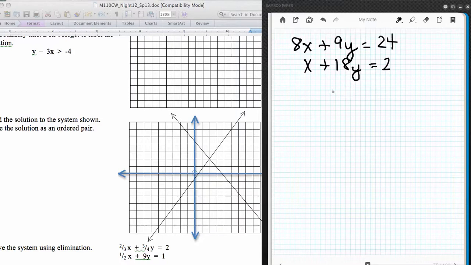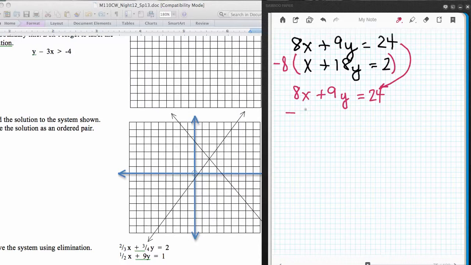All right, so if this were the case and I said, oh, you know what, I think I want to clear the x's this time instead of the y's. Well, we can certainly do that, and we're going to multiply this equation by a -8 in order to clear those. And so that's going to give us an 8x from the top one plus a 9y equals a 24, right? That's this, copy the top equation right there.